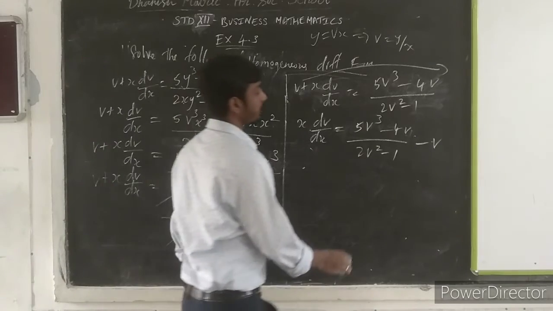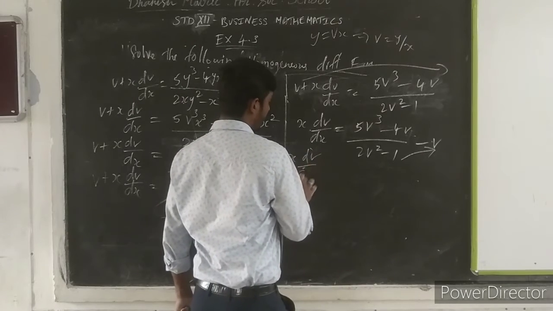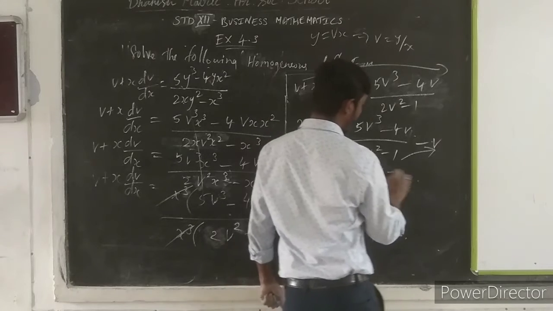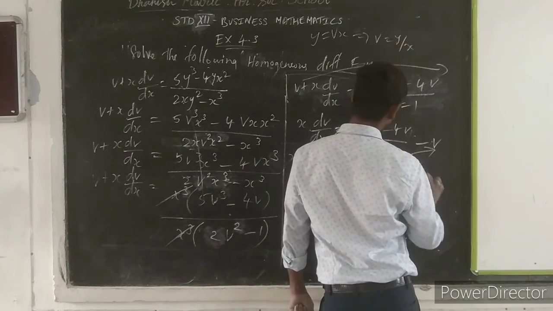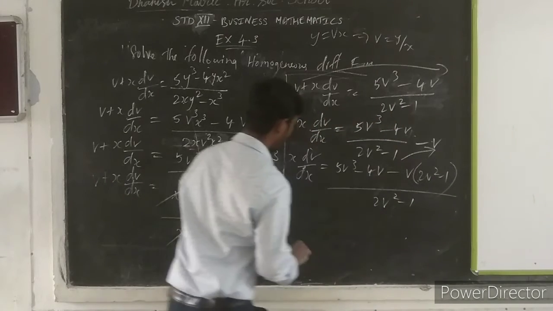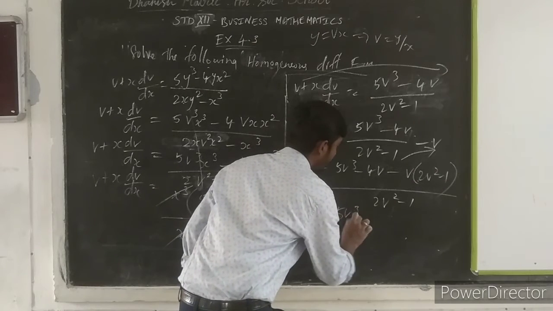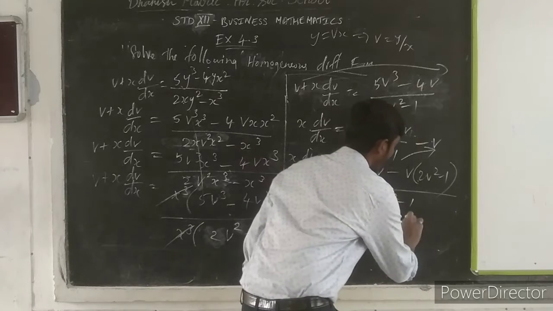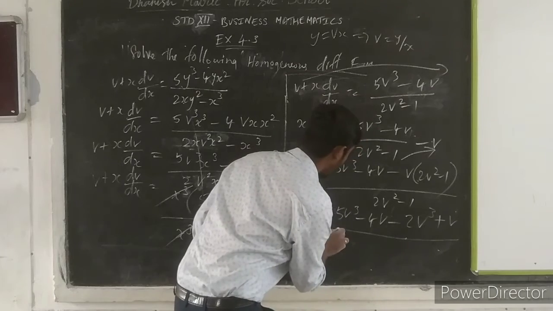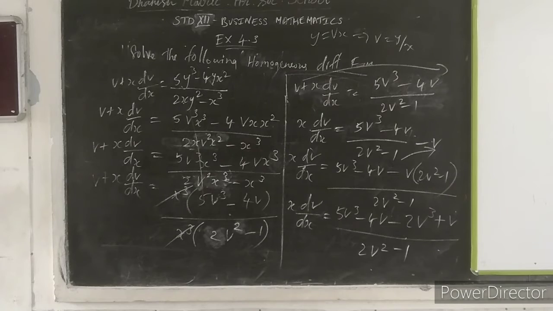So listen here. Now we are going to multiply this, taking a mixed fraction method. x dv/dx = 5v³ − 4v − v(2v² − 1)/(2v² − 1). That's how we are getting this one. x dv/dx = 5v³ − 4v − (2v³ − v)/(2v² − 1).